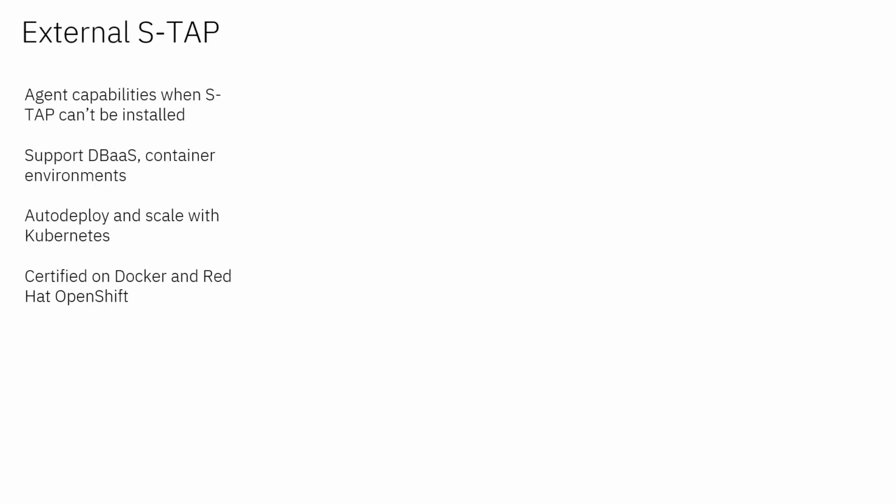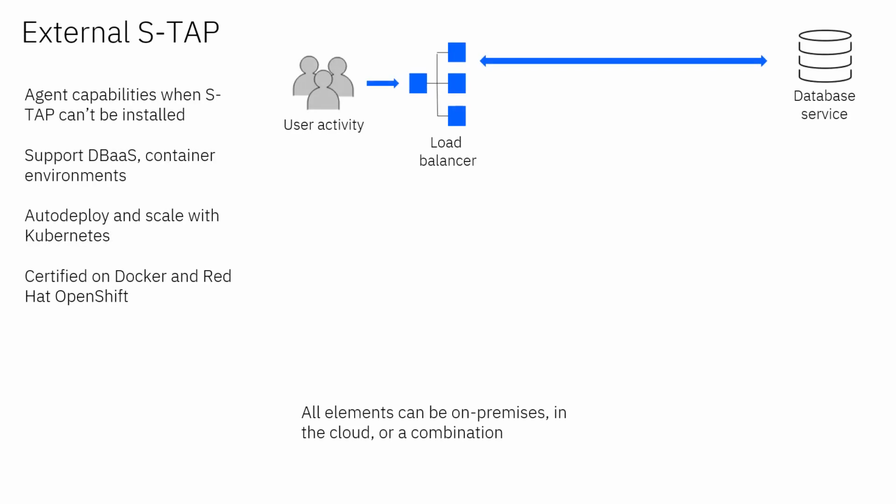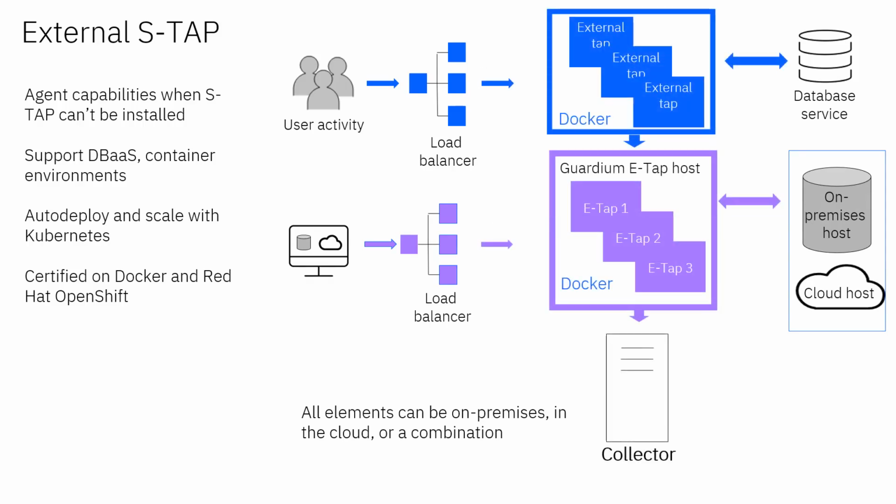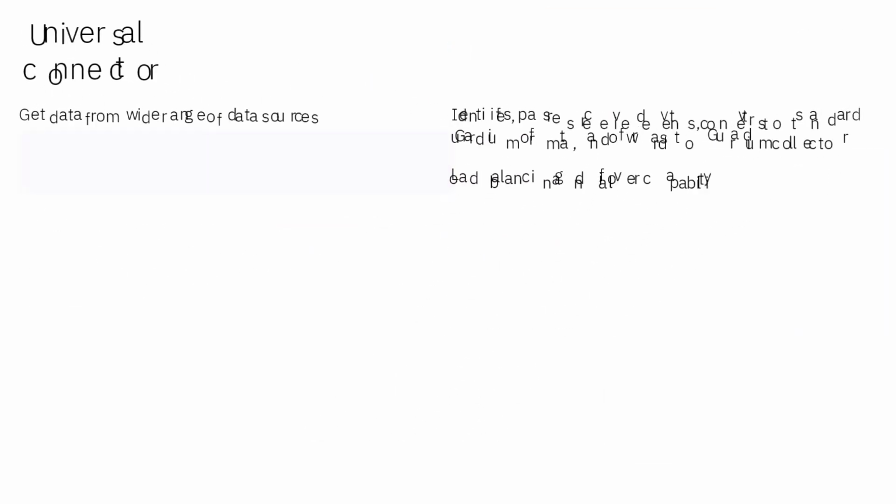Sometimes you can't install an STAP agent on a database server. For example, when you are using database as a service, in which case you can't access the underlying infrastructure. Or when your database is running in a container which lacks the infrastructure to support an STAP agent. In this case, use the external STAP or ETAP. The ETAP uses STAP technology in a Docker container and provides many of the same functions, including monitoring traffic and controlling database sessions. Sometimes you just can't use STAP or ETAP.